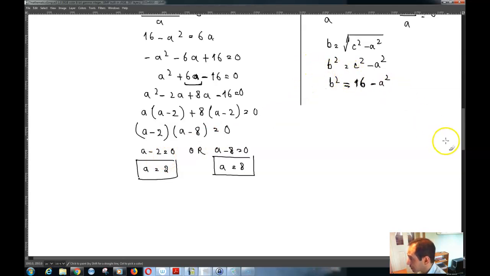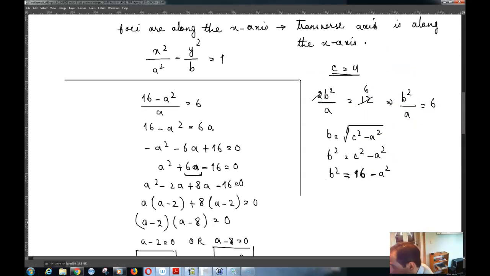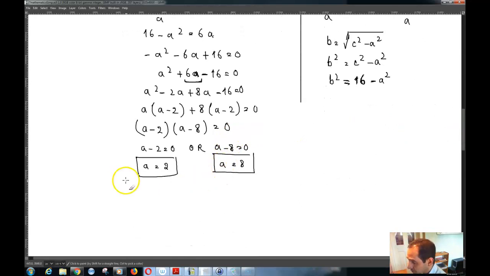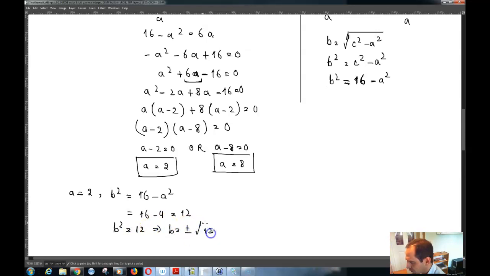So now if b squared is equal to this equation over here, you get two cases or two equations. If a is equal to 2, then b squared is equal to 16 minus a squared, which is equal to 16 minus 4, which is equal to 12. So b squared is equal to 12, and that means that b is equal to plus or minus the square root of 12, which I take as positive square root of 12, because b is a distance. So a is equal to 2, b is equal to square root of 12.